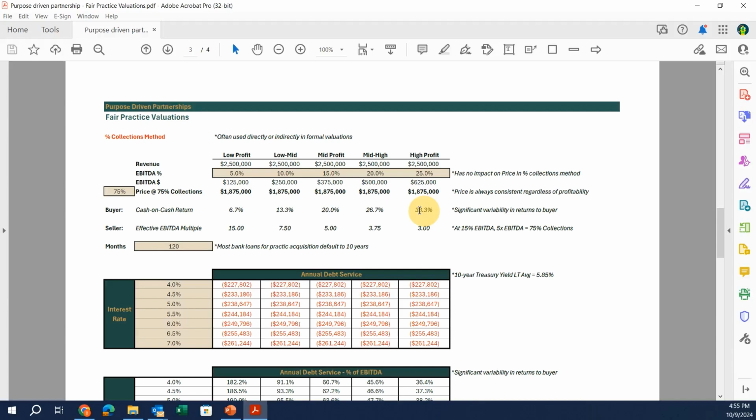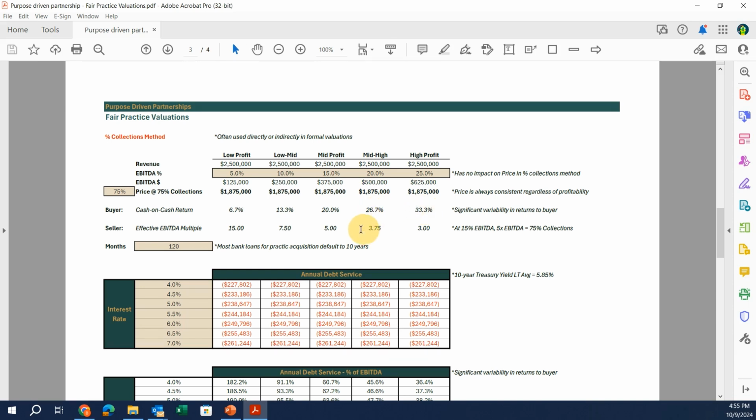If we look at the other extreme, if the buyer is able to pay $1.875 million or a fraction of that, so if we're selling 25% or 50%, they'd only pay a fraction of that, but for simplicity's sake, we're just looking at the whole practice, even though this is a partnership and we're not contemplating selling the whole thing, but keeping it simple. In this case, the buyer would enjoy a 33% cash-on-cash return, and that's higher than the 15 to 25% range that we noted earlier. So that's probably also not appropriate.